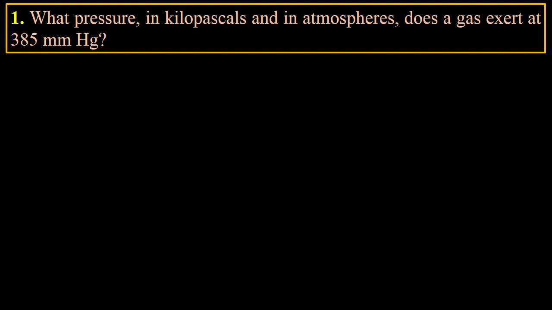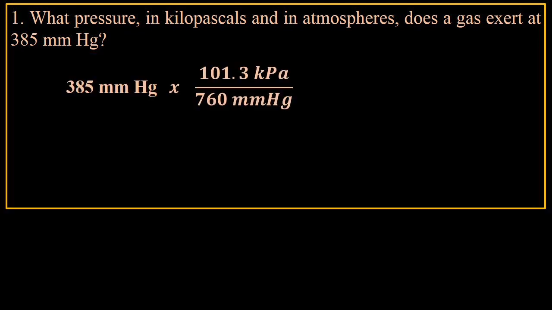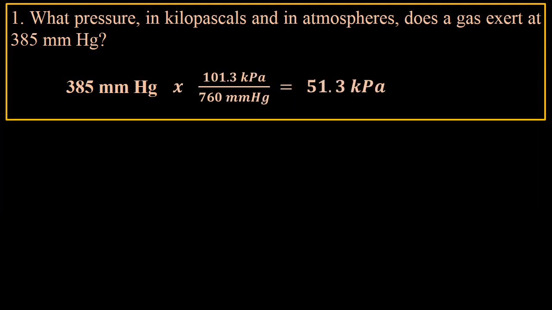What pressure in kilopascals and in atmospheres does a gas exert at 385 millimeters of mercury? Well, what we're going to do is multiply 385 millimeters of mercury times a factor of 101.3 kilopascals divided by 760 millimeters of mercury. So you multiply it out, and the answer would be 51.3 kilopascals.